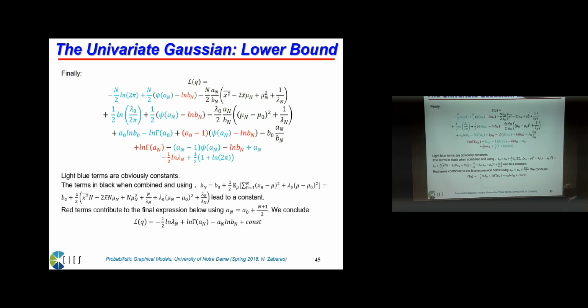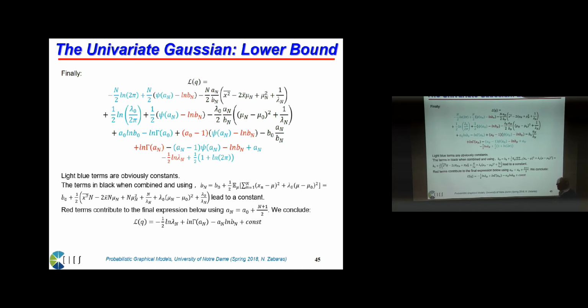And when you finish, you actually get an extremely trivial formula, okay? I'm surprised myself too. Obviously lots of cancellations. The lower bound is minus 1/2 of ln of lambda nu, okay? Plus log of the gamma function computed at a_n, minus a_n log of b_n. And I remind you these a_n and b_n, we defined them when we computed the variational distributions. So basically L of q is one line of a formula.